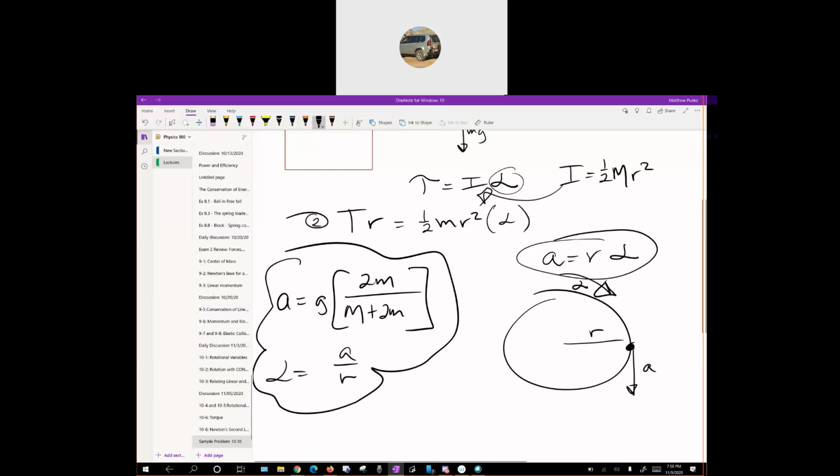And we've now described the motion of a point on this, or how fast it is accelerating in the angular direction.